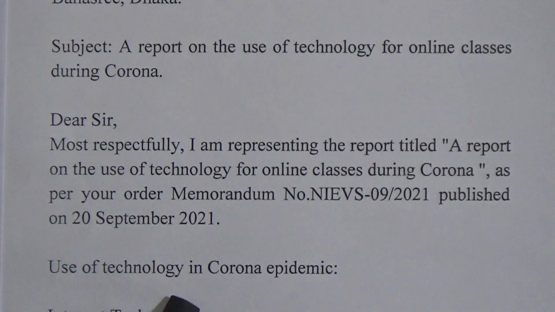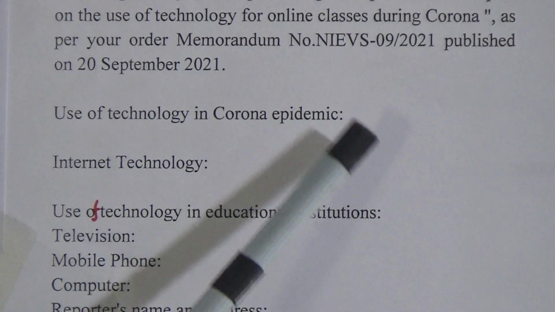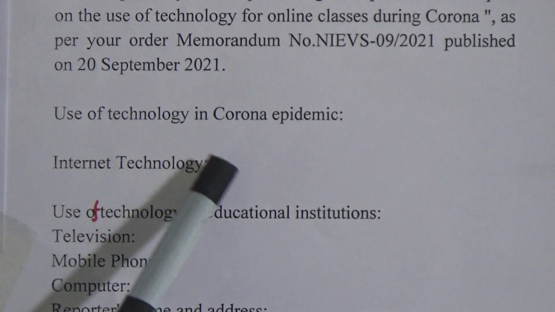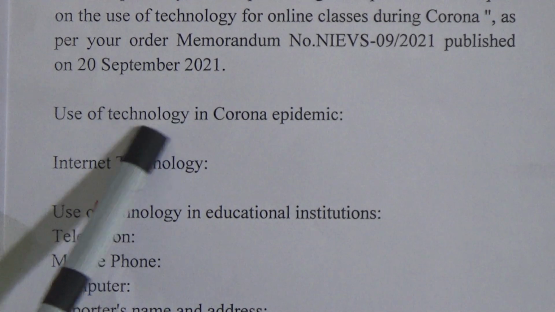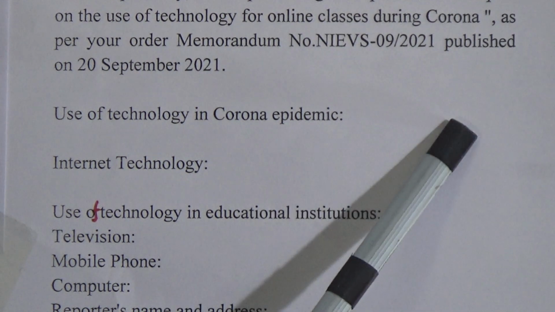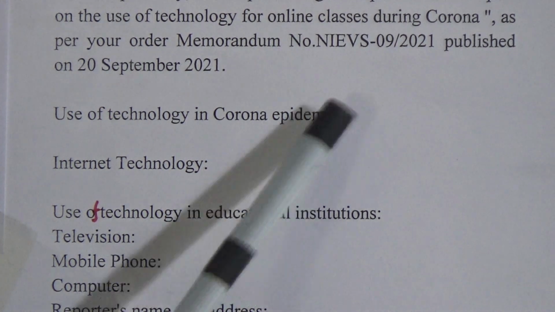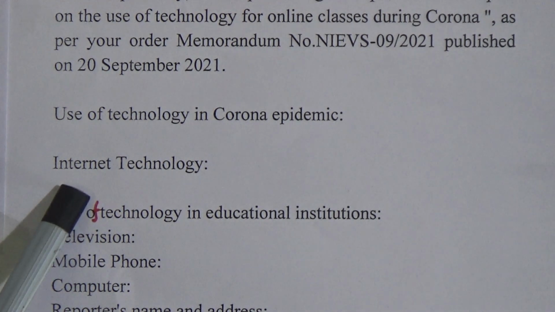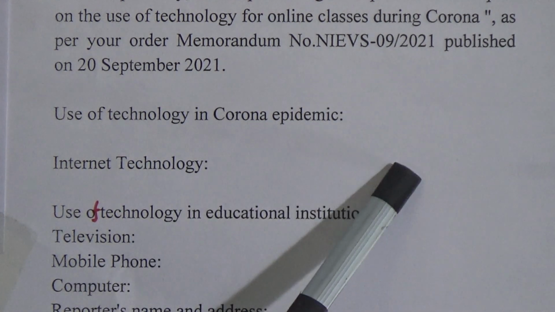Then write, use of technology in corona pandemic. You know that the whole world has come to a standstill due to the corona pandemic. So with the help of technology, we are doing our daily necessary works. So write something about using technology in the corona pandemic and what types of works you are doing in this pandemic using technology. Then the second point, you will write here about internet technology.